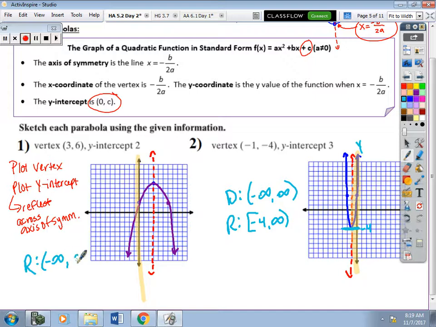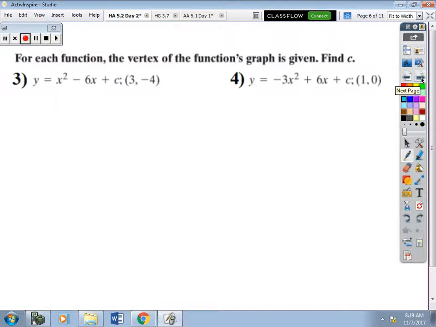Perfect. Maybe. I found it. Smallest it ever gets is negative infinity. The largest it ever gets is a positive 6. Excellent. All right, the next two give us part of the function.